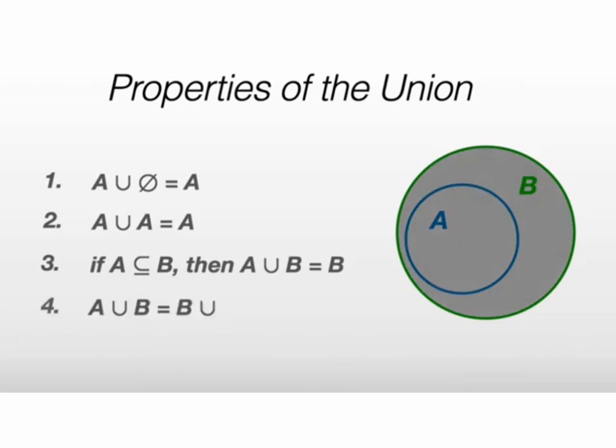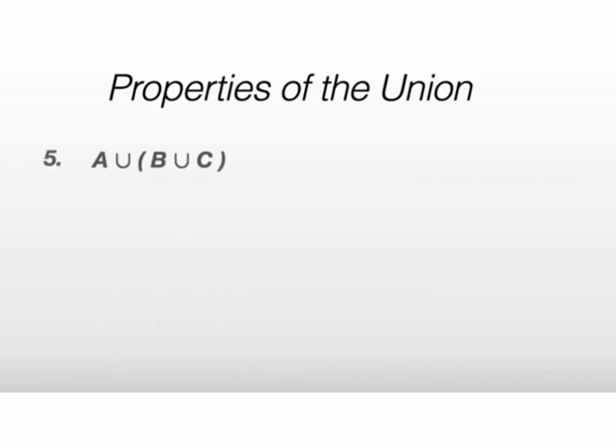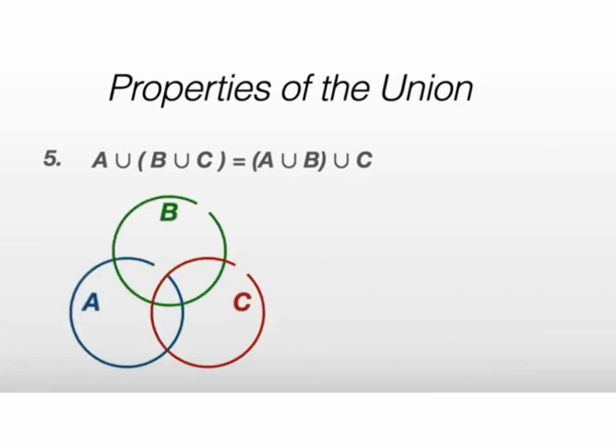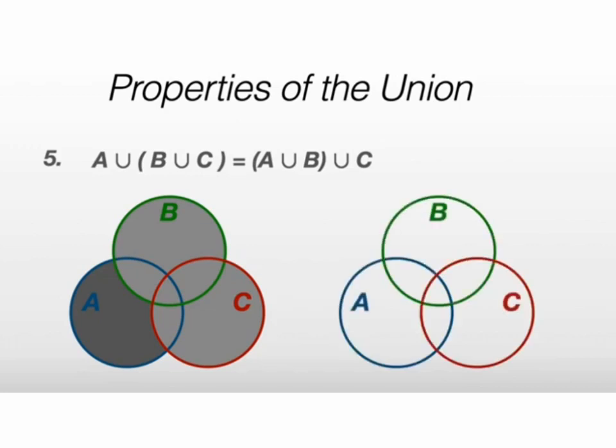Another example is that the union of A and B is the same thing as taking the union of B with A. The final property of unions is if we have three sets, A, B and C, we can exchange the order we take the union by moving the brackets, and we'll still get the same outcome. On the left hand side, we take the union of B with C first, and then take the union with A. We end with all the elements in A, as well as all those in B and C.